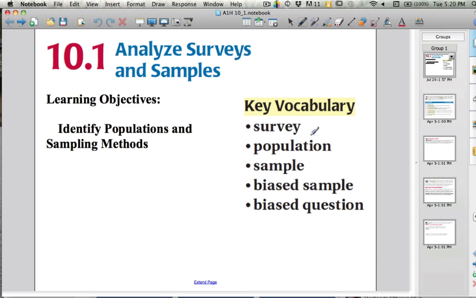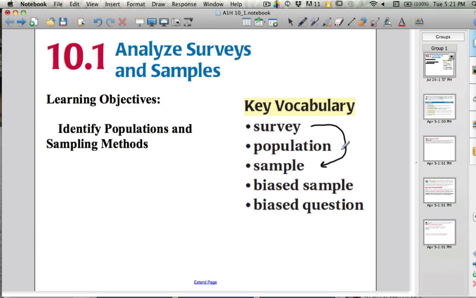A survey would be an instrument for the collection of data that would be distributed to a group where they could register their opinions or their responses to different types of information. Typically a survey is administered to a sample. A population would be the total number of people that we're interested in trying to understand. As an example, if I wanted to do a survey of student opinions here at LaSalle High School, the population would be the students of LaSalle High School.